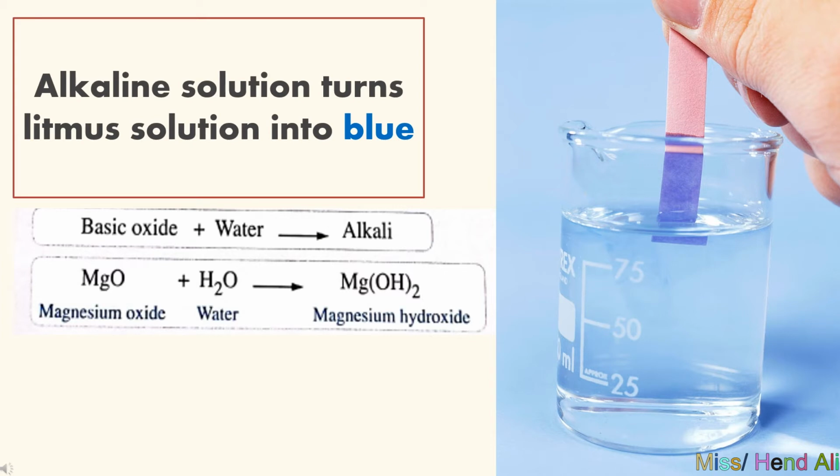MgCl2 is magnesium chloride. So you have to differentiate between the three of them. MgO, magnesium oxide. Mg(OH)2, magnesium hydroxide. MgCl2, magnesium chloride.